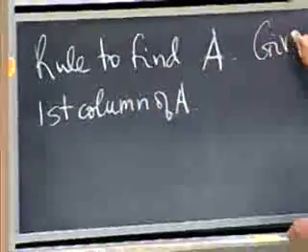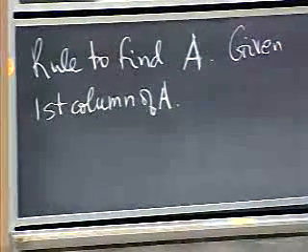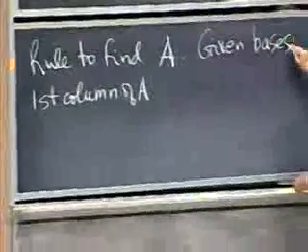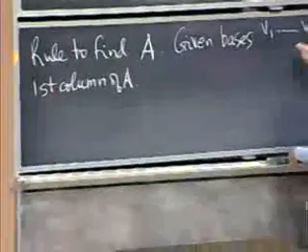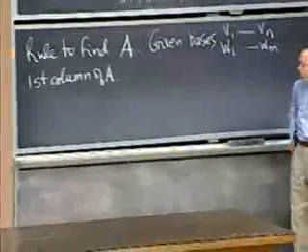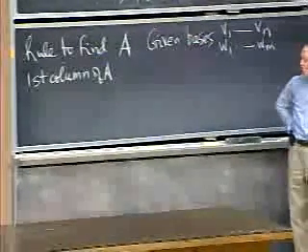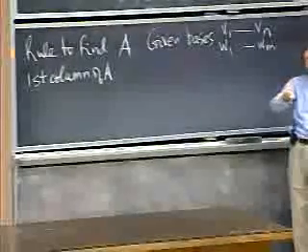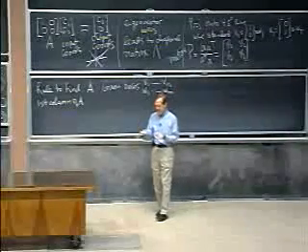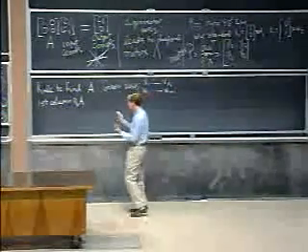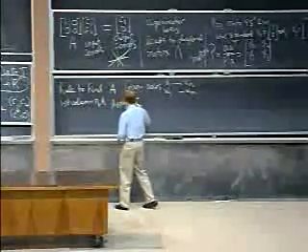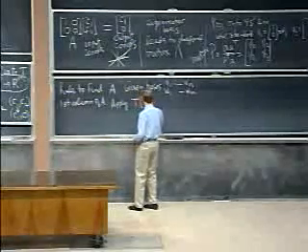We're given the bases. Of course, there's no way we could construct the matrix until we're told what the bases are. So we're given the input basis and the output basis, V1 to Vn, W1 to Wm. Those are given. Now, in the first column of A, how do I find that column? The first column of the matrix should tell me what happens to the first basis vector. So the rule is: apply the linear transformation to V1, to the first basis vector.